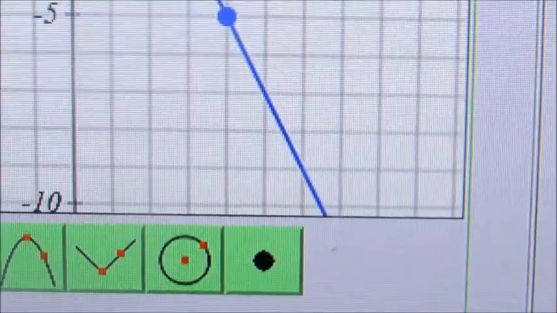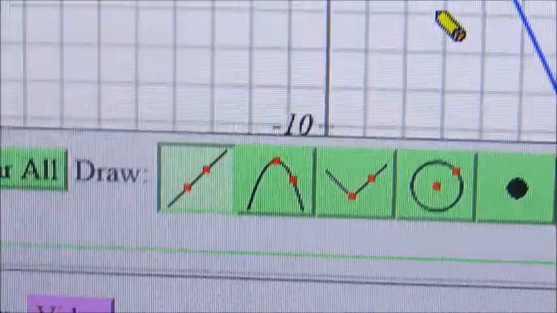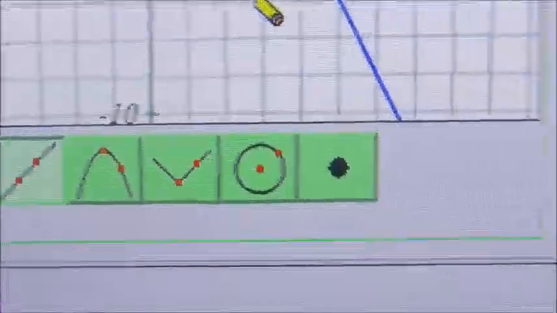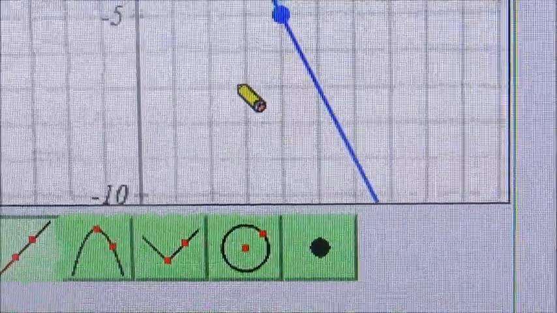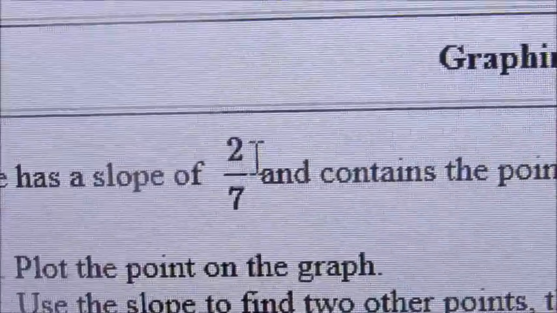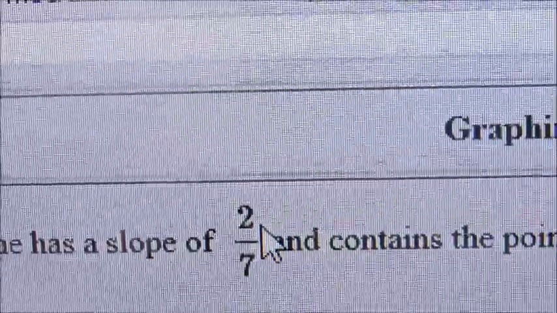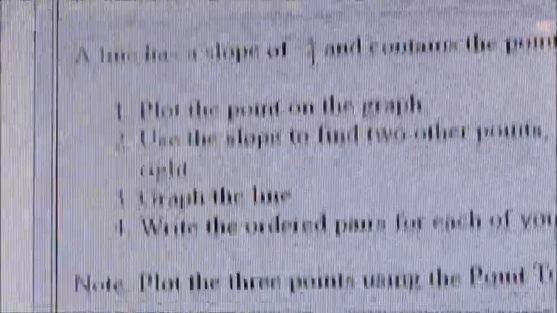And there's going to be quite a few of these. If it says undefined, you know it's going to go straight up and down. If it says the slope is 0, it's going to go horizontally straight across. If you have one that has slope 2 over 7, remember the 2 is going up and down 2, and the other is 7.